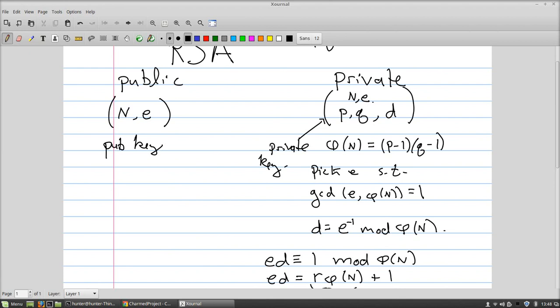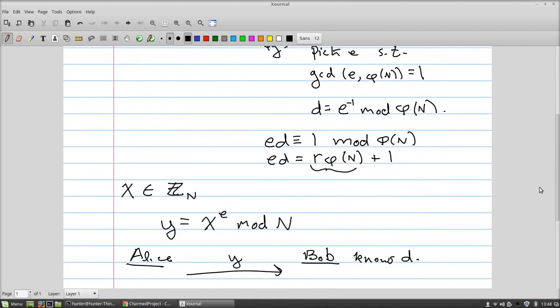If you know phi of n, then you can figure out everything. If you know either p or q, you can figure out everything. If you know d, then you can figure out everything. So those are the things that really have to remain private.